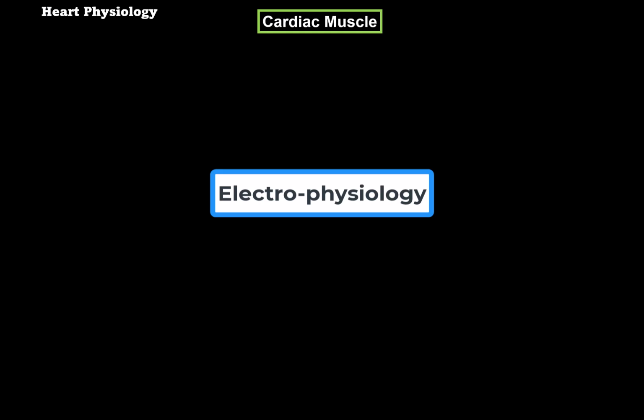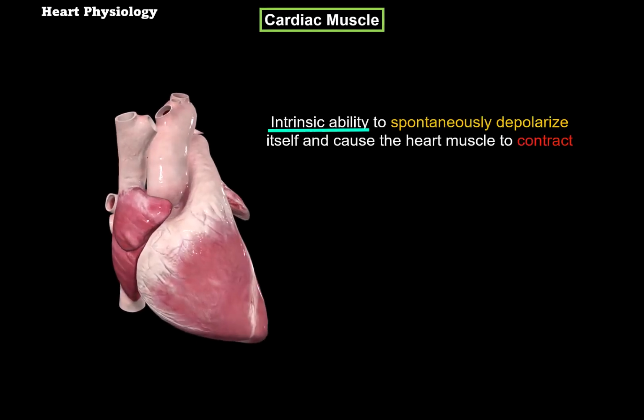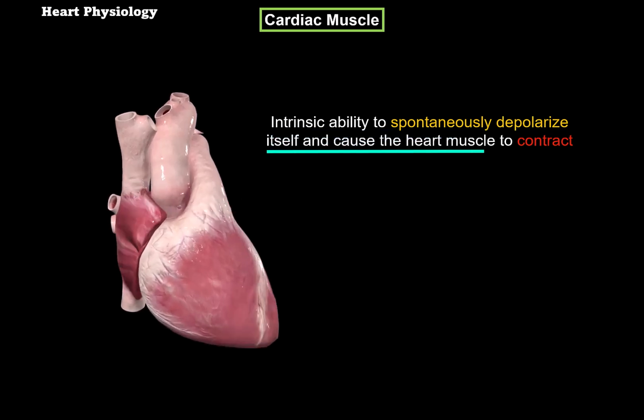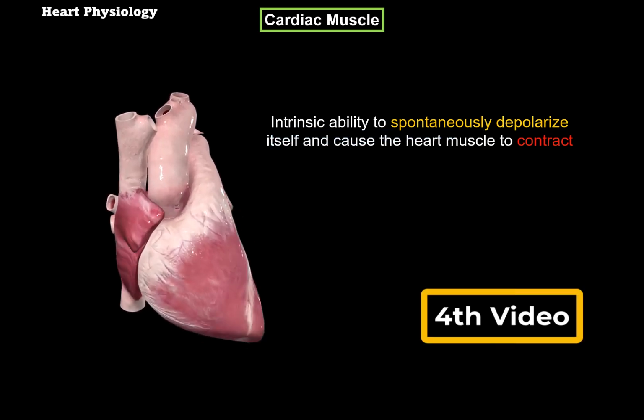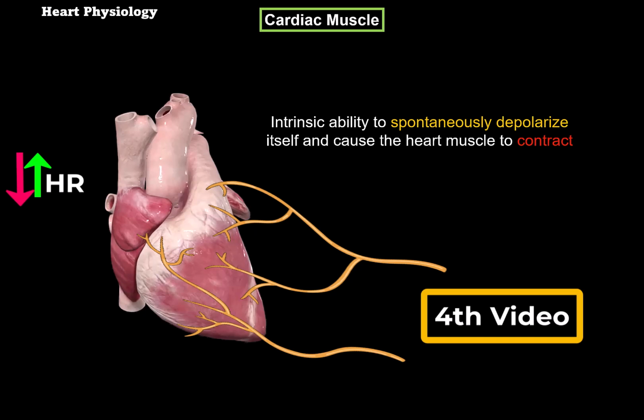This is an extremely important topic, and the reason why it's important is because the heart is so special. It has the intrinsic ability to spontaneously depolarize itself and cause the heart muscle to contract. We will cover in the 4th video how the nervous system, the extrinsic innervation of the heart, can speed up or decrease the heart rate, as well as maybe increase the contractility.